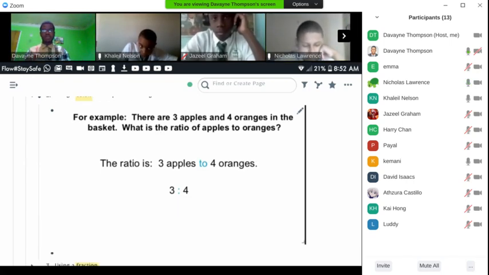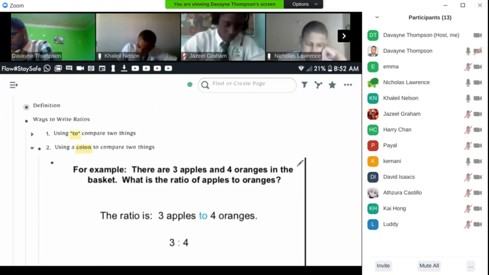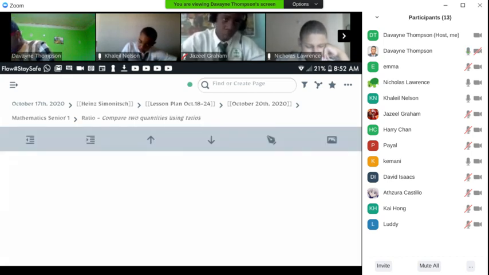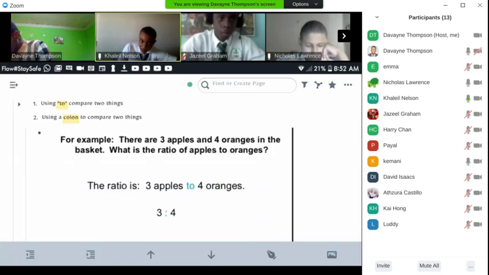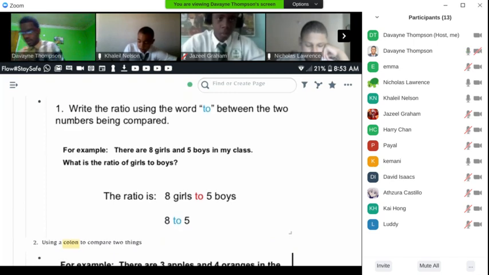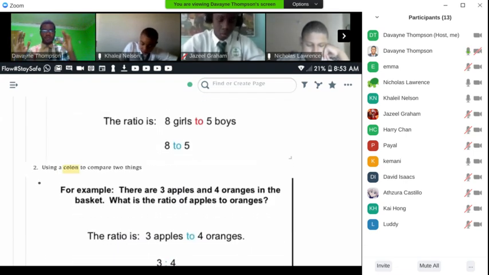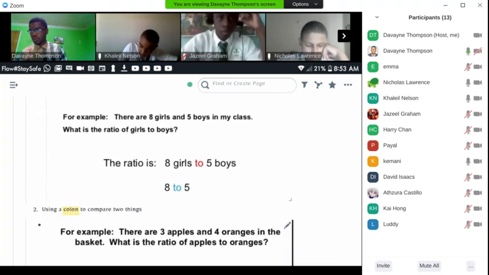So write that for me. The first method was to use the word "to". I'm going to show you an example. Write the example as well. There's the example. So here's example 1: there's 8 girls to 5 boys. Example 2: there are 3 apples to 4 oranges. Write those 2 examples for me. Example 1 will be for the "to" method, and example 2 will be for the colon method.